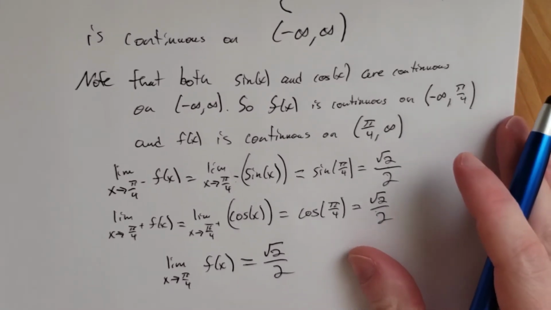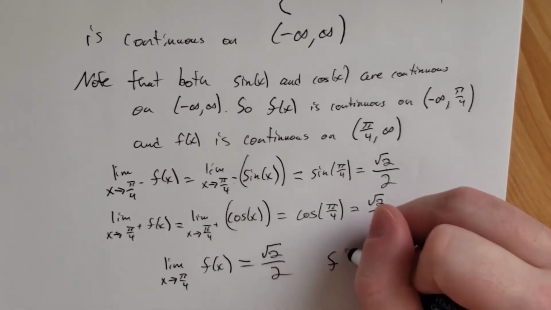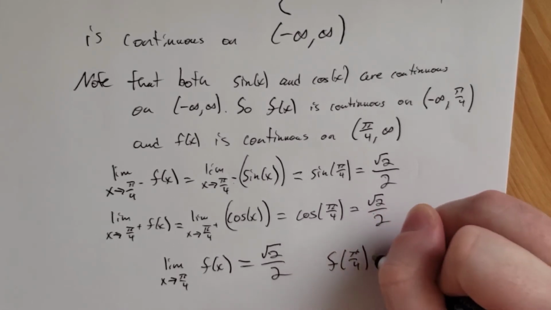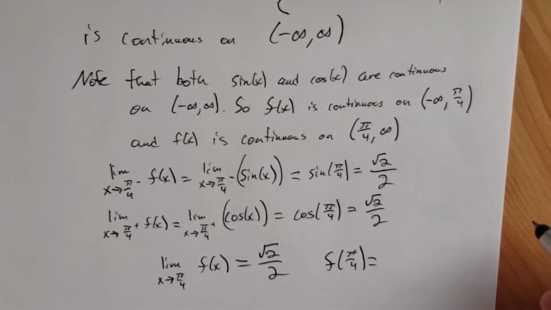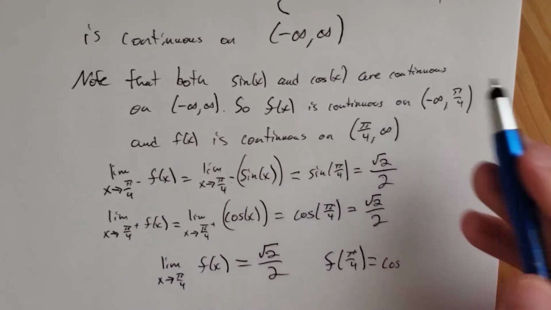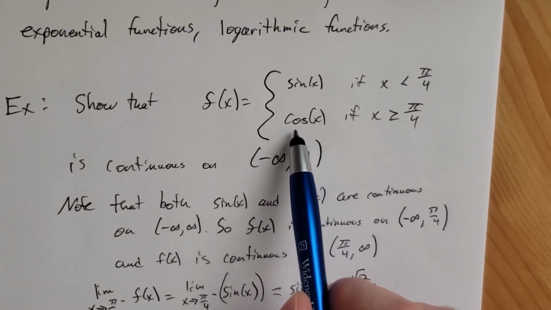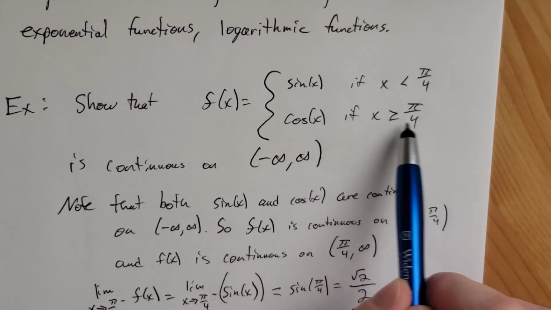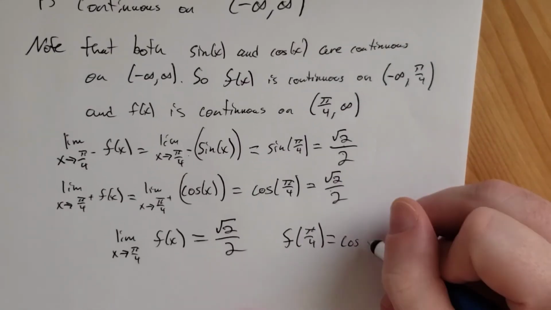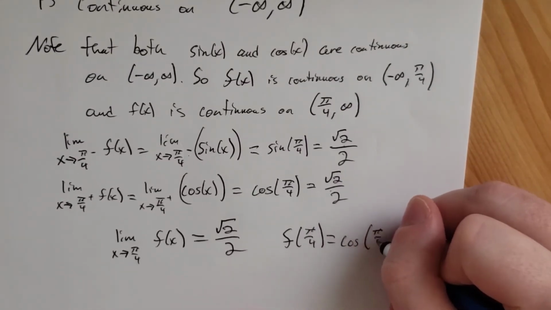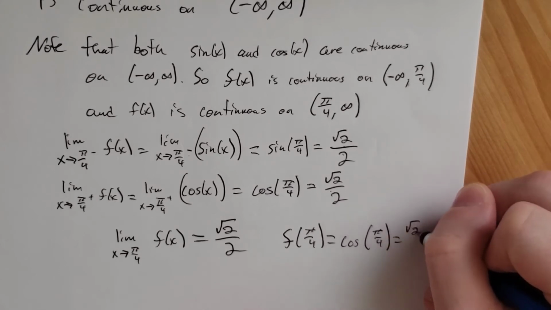Then what do we need? We need to know what the function value at pi over 4 is. What is that? Well, by our definition of the function, that is cosine of x when x is pi over 4. So this is cosine of the x value. Our x value is pi over 4 here. That is root 2 over 2.